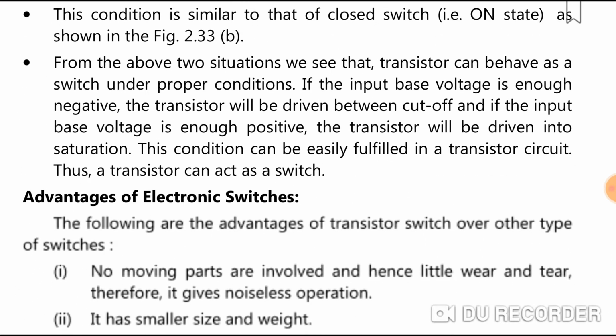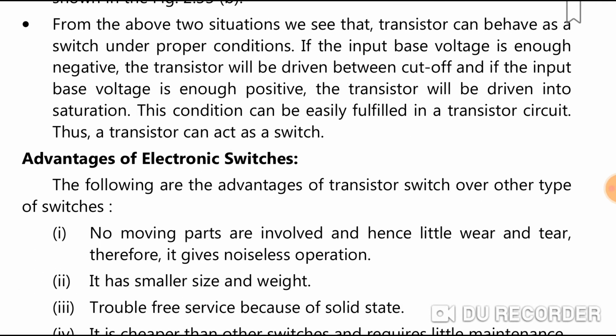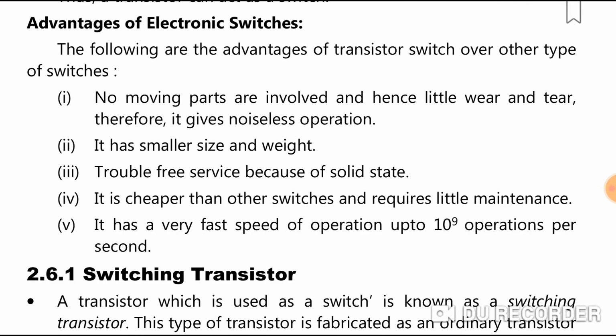From the above two situations, we see that a transistor can behave as a switch. Under proper condition, if the input base voltage is negative enough, the transistor will be driven into cutoff, and if the input base voltage is positive enough, the transistor will be driven into saturation. This condition can be easily fulfilled in a transistor circuit, thus a transistor can act as a switch.